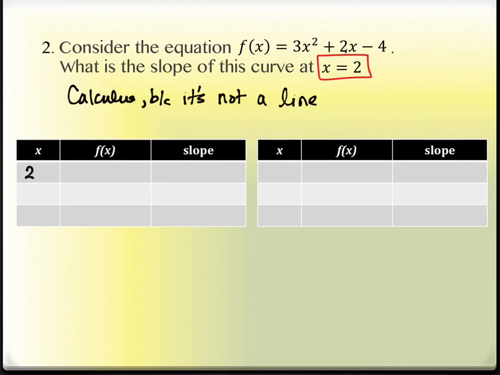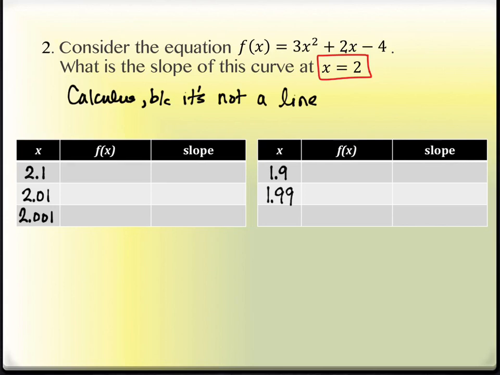So these are the points that I recommend. WebAssign will choose points for you, so you don't necessarily get to pick your points there. But 2.1, 2.01, 2.001. Those are values that are bigger than 2, and they get closer. Everybody good with that? Okay? We're going to do the same thing on values that are smaller than 2 and get closer. We're going to start with 1.9. What do you think the next one might be?